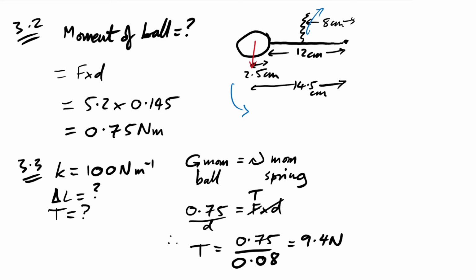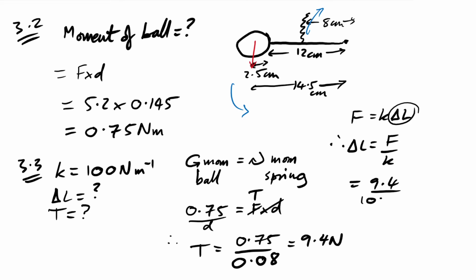But then finally we're being asked to find the extension. We know from Hooke's law that F is equal to K delta L, or X, whatever you want to call it. We're looking for that, therefore the extension is equal to the force divided by the spring constant. So that's equal to 9.4 divided by a spring constant of 100. So nice and easy.